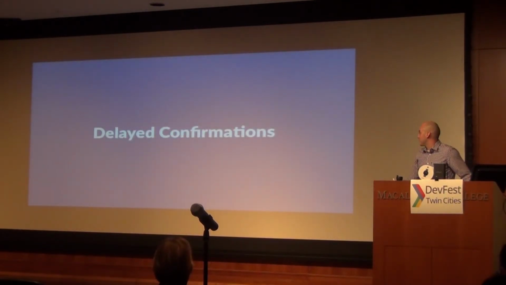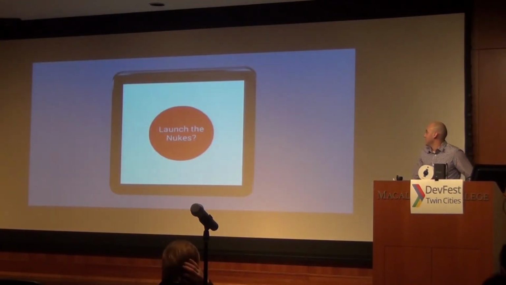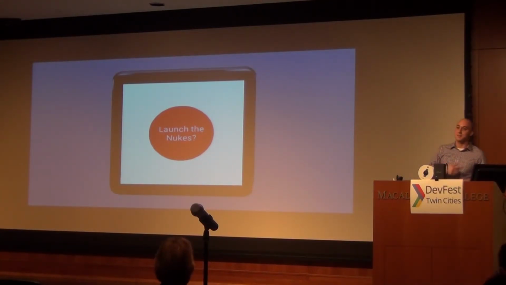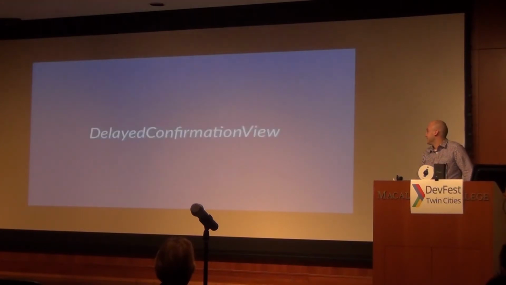All right, so now let's talk about delayed confirmations. Let's say you're an important person and you're scrolling through your watch. You happen upon this tempting button, but you want to get rid of it. You want to dismiss it, but you have fat fingers. You accidentally hit the button. That can be problematic. You just did something very big accidentally.